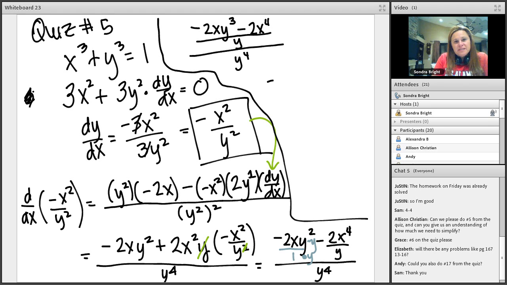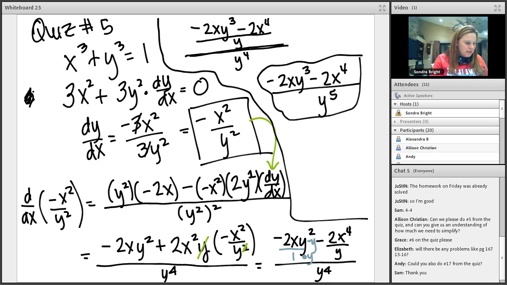But you can just kick this y down below, or you can think of it as, instead of dividing by y to the 4th, it's multiplying by 1 over y to the 4th. And so it's 2xy cubed minus 2x to the 4th over y to the 5th now. That was the answer I gave.